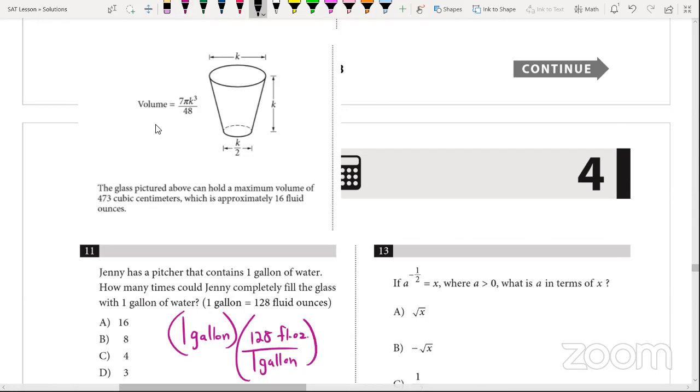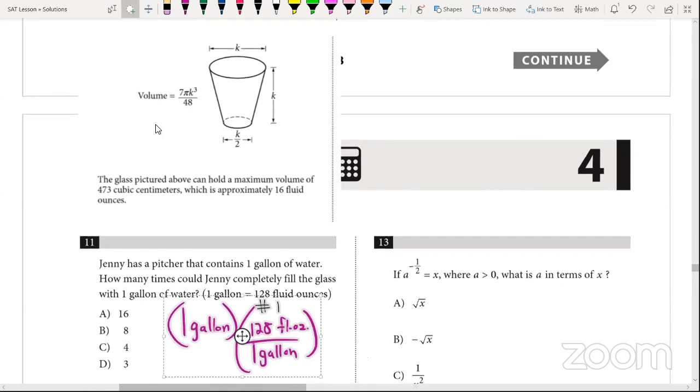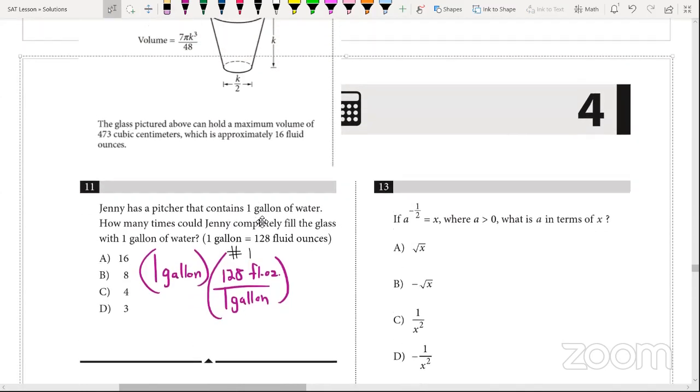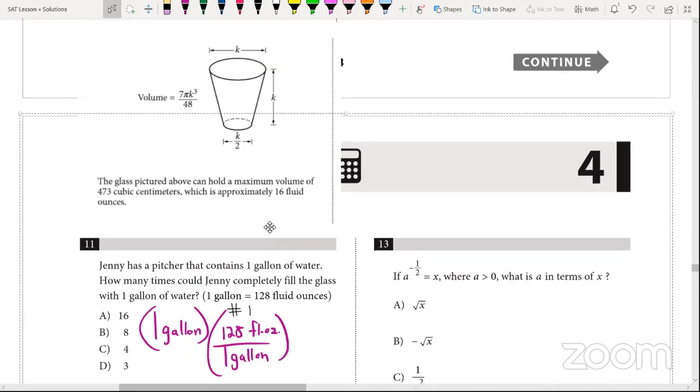Now, like we always say, this fraction here is equal to the number 1 because if 1 gallon is equal to 128 fluid ounces, then all we have there is a fraction with the same number on the top and the same number on the bottom, the same values on the top and on the bottom. So that's just the number 1. And we're allowed to multiply something by the number 1 because when you multiply by the number 1, nothing happens, right? So we're allowed to do nothing.